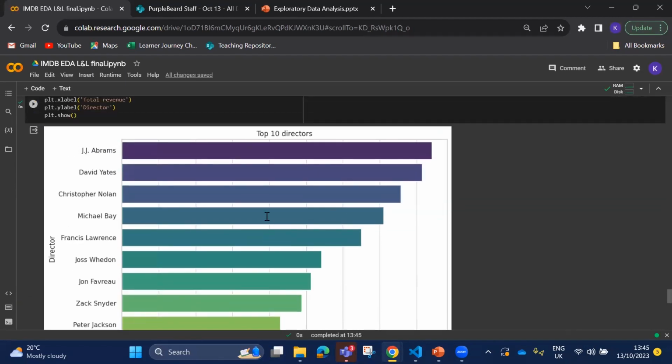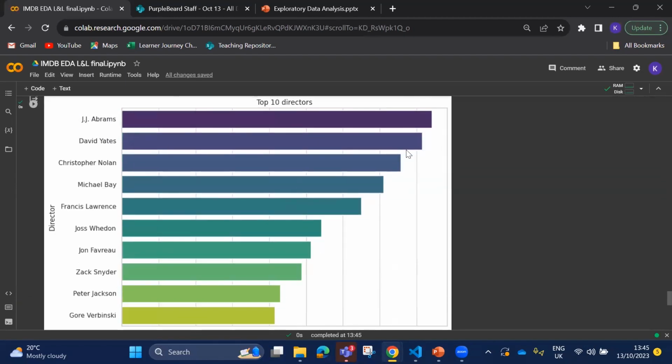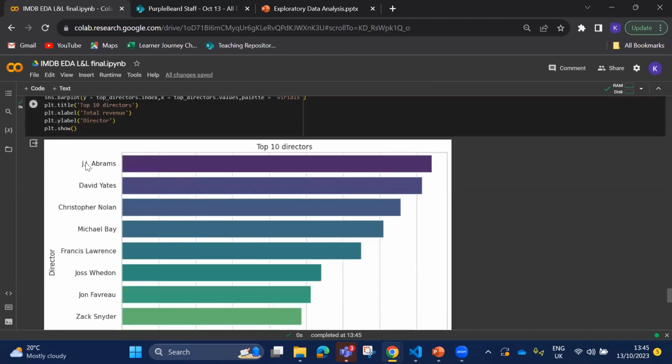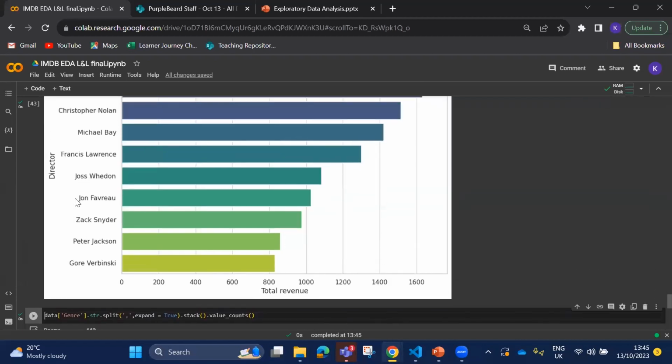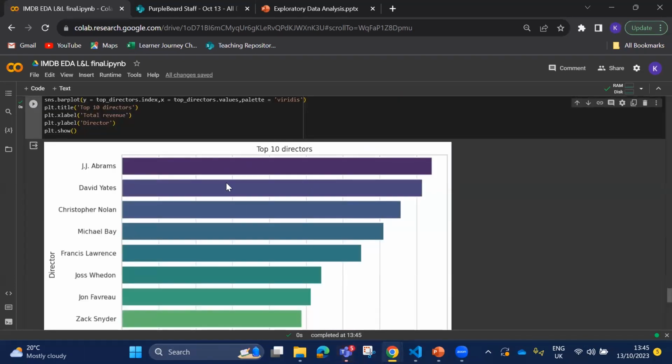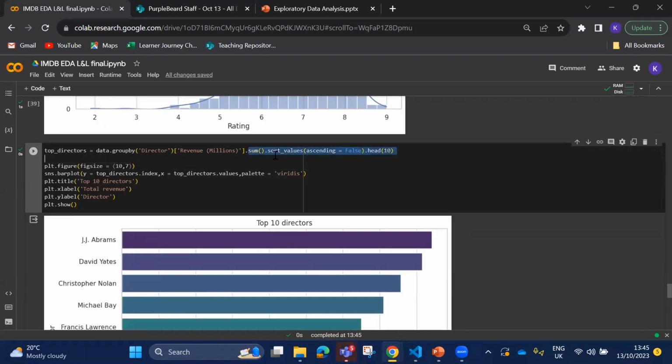Okay, so visually, it is easier to compare. Christopher Nolan is third in terms of total revenue. Maybe because the other directors made more movies than Christopher Nolan. That could also be the case. So that's why we didn't take the average, because there might be some director who just created one movie, but it had a lot of revenue. That might not be a clear representation of the top 10 directors. So I took sum instead of average.